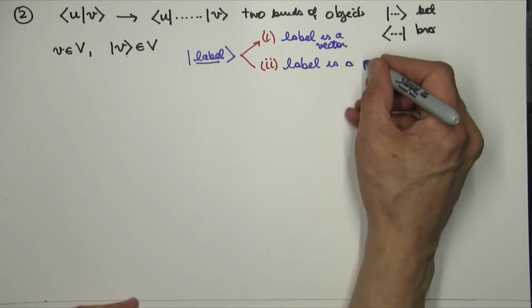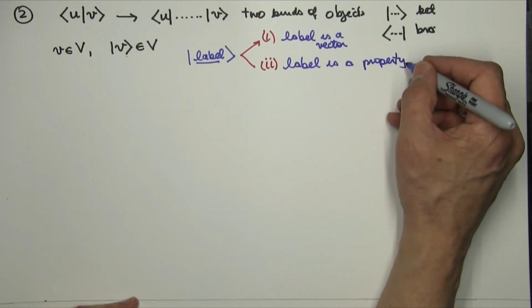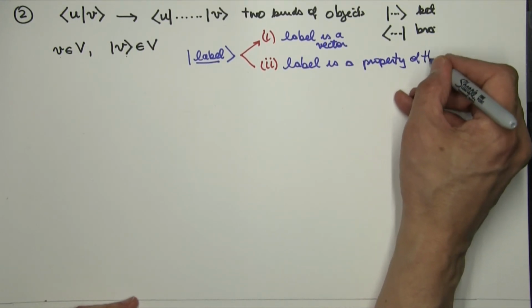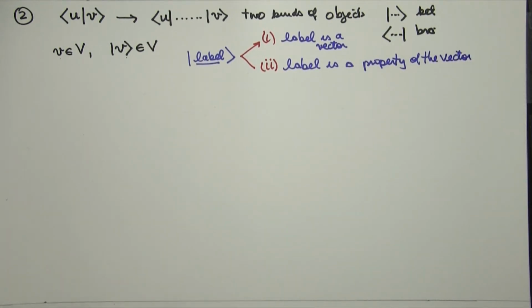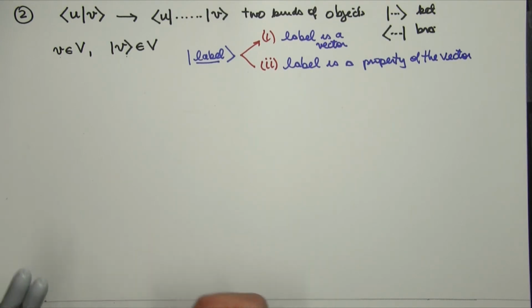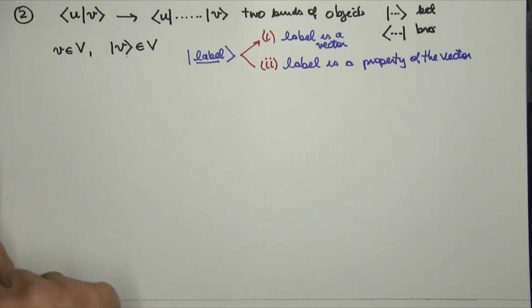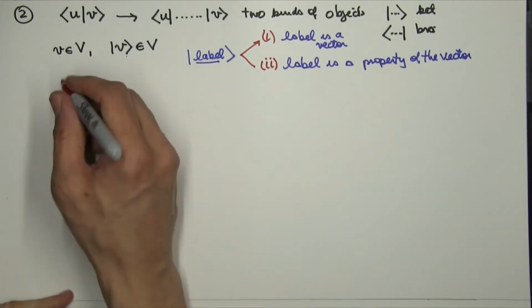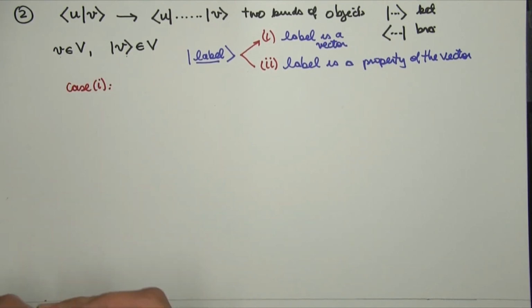In the second possibility, the label is a property associated with a vector. It's not a vector, but rather something you can associate to a particular vector. For example, in case I, what do we have?